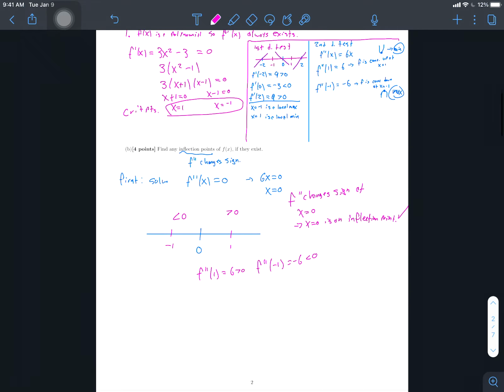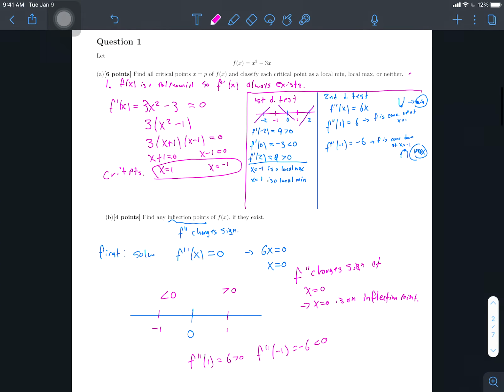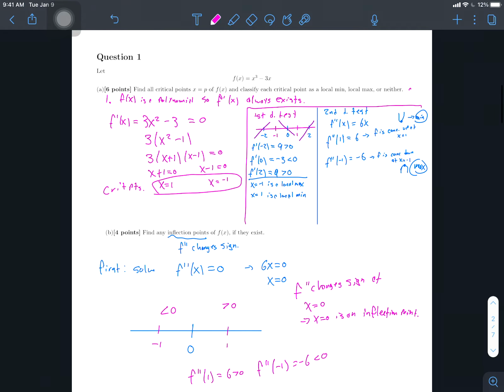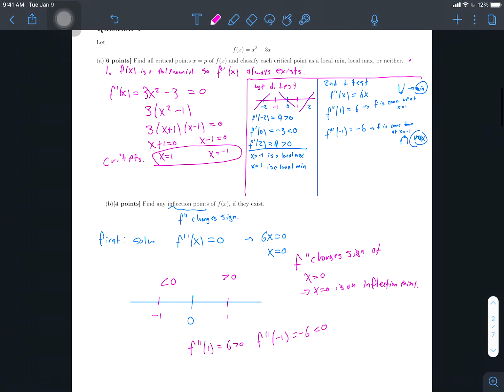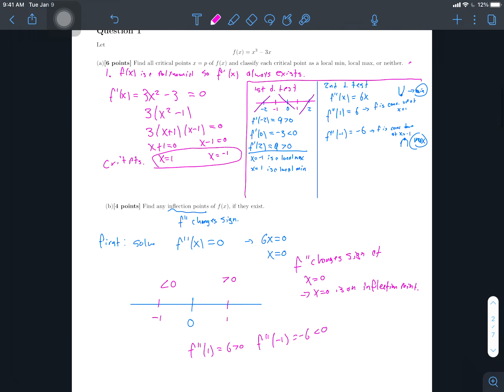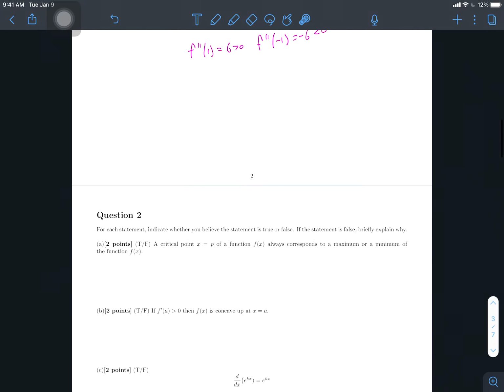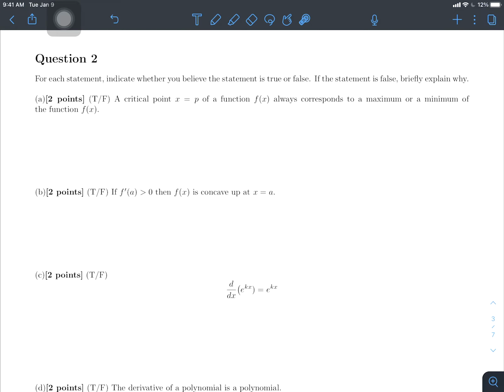Okay, so that's that problem, really standard stuff. Yeah, probably going to be some kind of question on the exam asking you to find critical points and classify them, find inflection points, and use one of these tests in some kind of way. Okay, question 2 is some true and false. I always put a true and false for the second question.